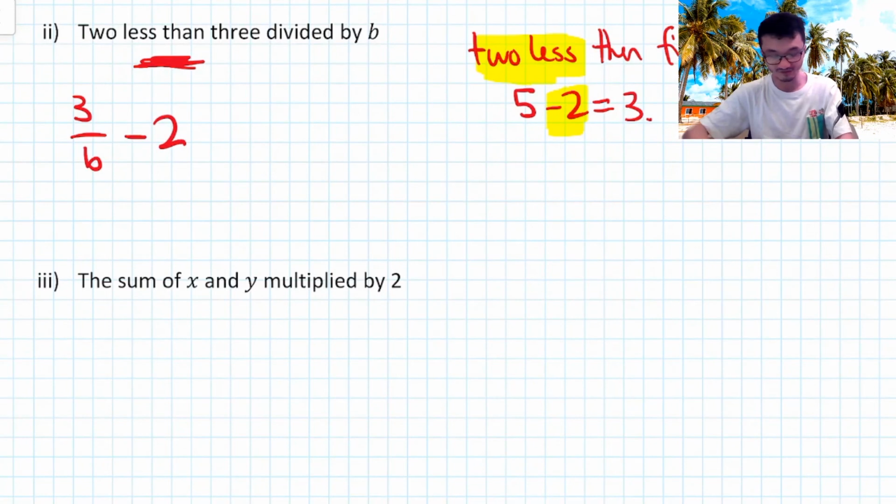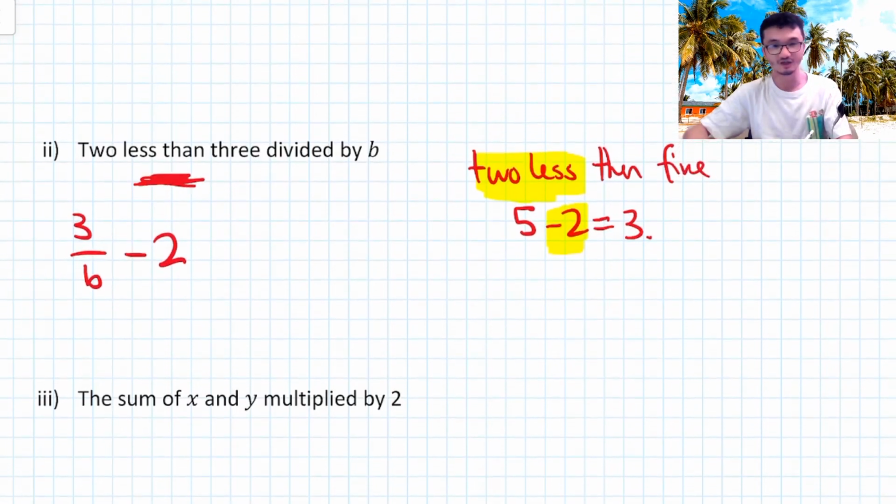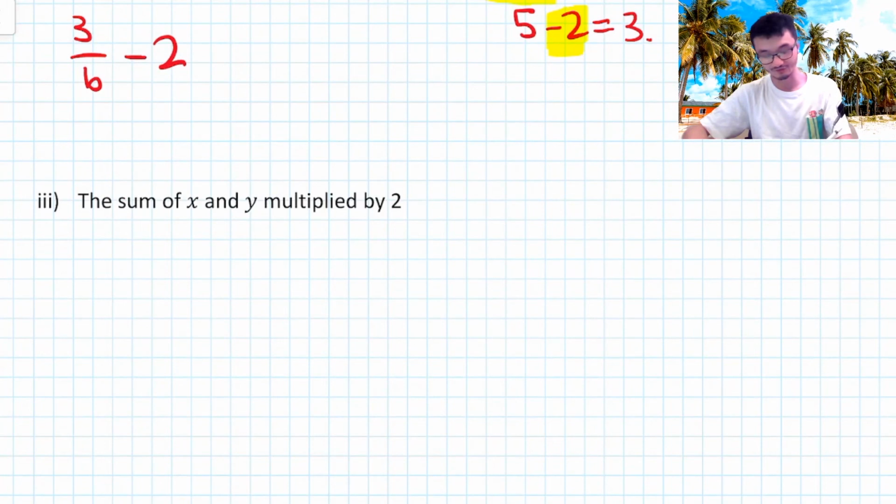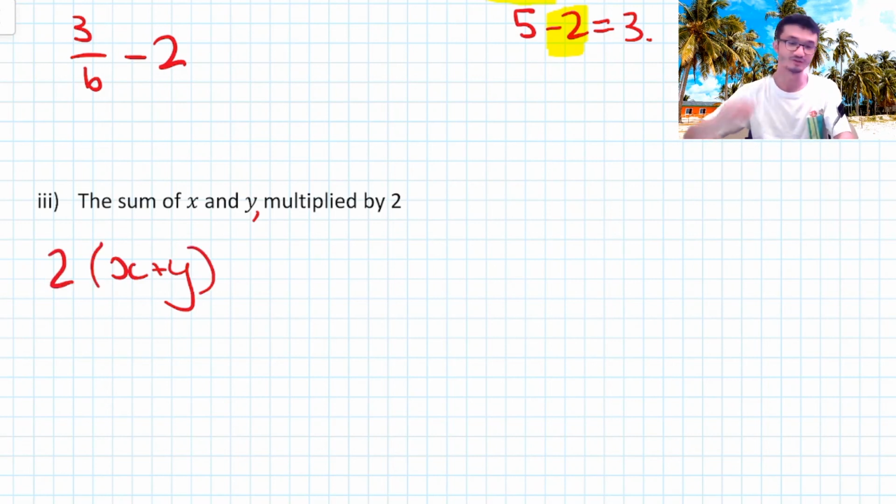And last but not least, the sum of x and y multiplied by 2. So again, the order is very important here. They're saying the sum of x and y multiplied by 2. So if I've got the sum of x and y, the sum means addition, so x plus y. If that's multiplied by 2, I guess maybe we should have a little comma there to make that a bit clearer. The sum of x and y, multiplied by 2, I want this whole thing multiplied by 2, is what I was looking for. Okay, so that's a brief introduction to algebraic expressions. Hope that helps.